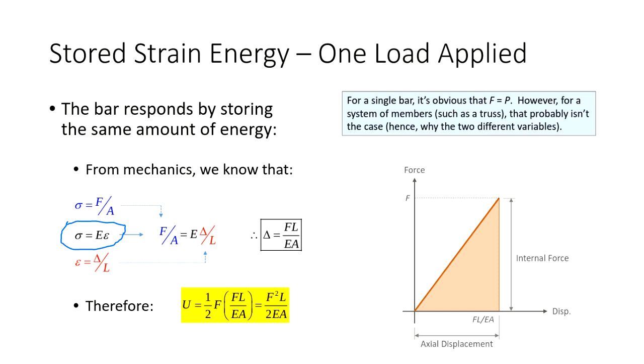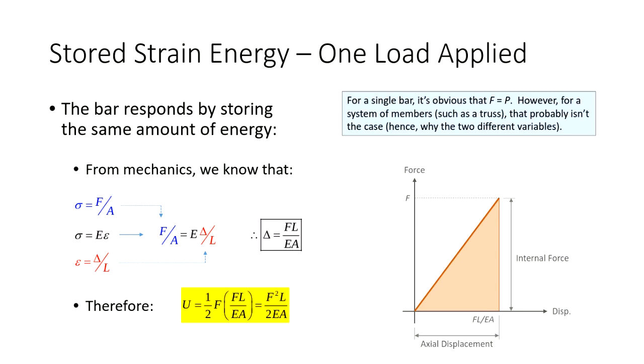What we can do is expand that expression a bit, and we can say that sigma equals E times the strain. Well, what is sigma? Sigma is the stress. That's force over area. And then epsilon is the strain. Remember, how do you define strain? It's the change in length over the original length.